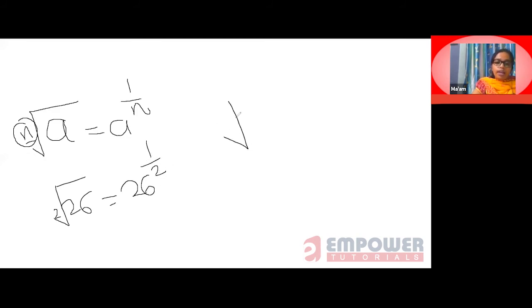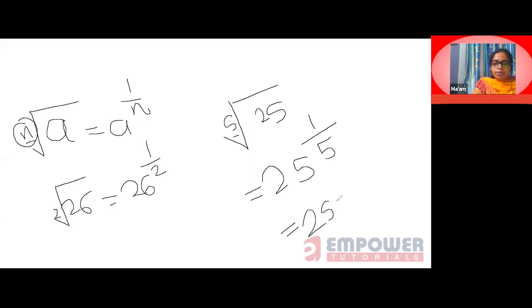What if I have the fifth root of, let's say, 25? Here I will write 25 over here, and in the denominator I will write this number, which is 5. And in the numerator I will write 1. So this will be 25 raised to 1 upon 5.